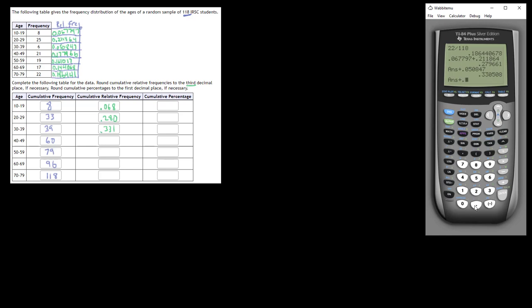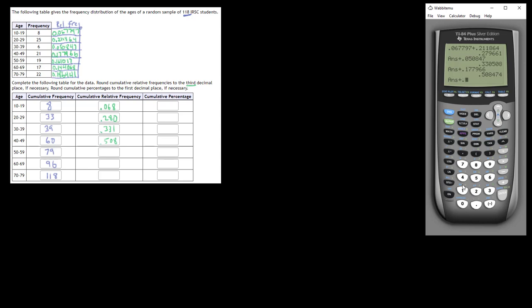plus 0.177966. And we get, let's see, if we round that to 3 places, that's just 0.508. And then for the next class, the 50 to 59, we just add this next relative frequency. Notice all I have to do is hit plus. It's going to take my previous answer, which is the previous relative frequency, and add the next one.